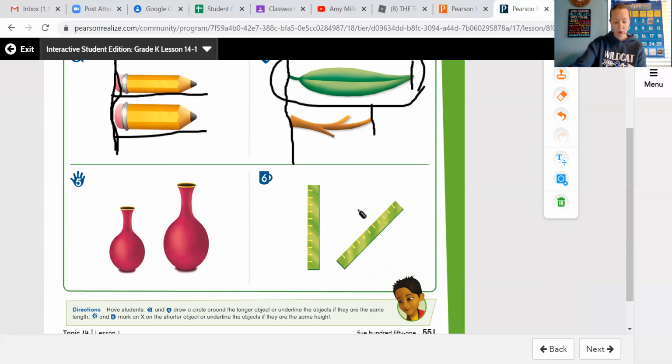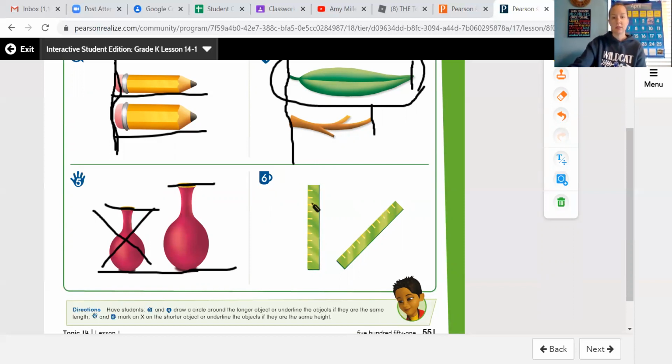All right, number 5 and 6. Mark an X on the shorter object or underline the objects if they are the same height. So height is when they're standing up, right? All right, so I'm going to draw my line at the bottom. So they start at the same spot. Now, which one goes further up? Which one keeps going higher and higher? Which one is taller? Which one is shorter? You marked an X on this one. You are right. This one is shorter. It does not go up as tall as this one.